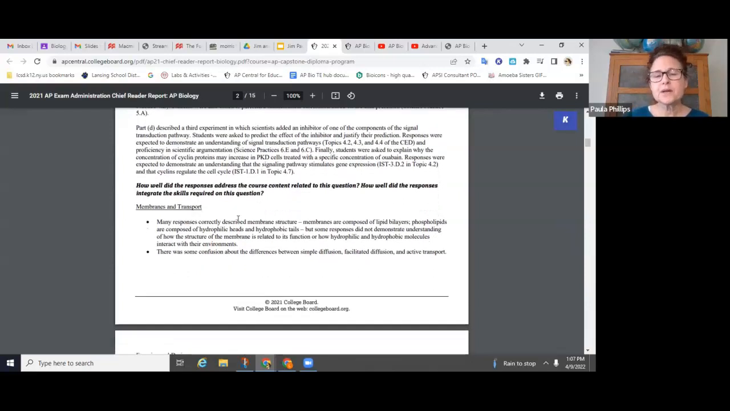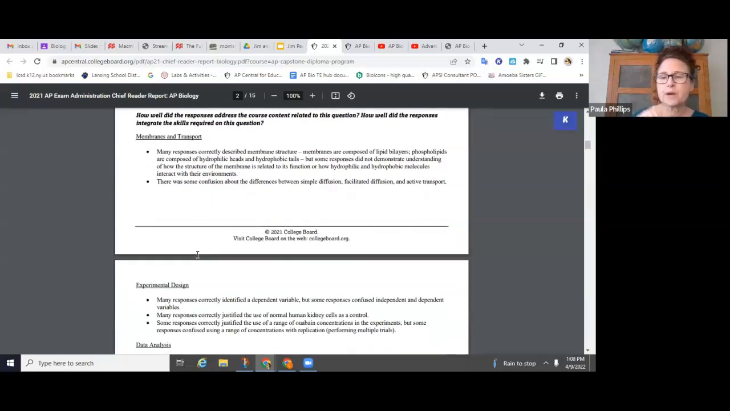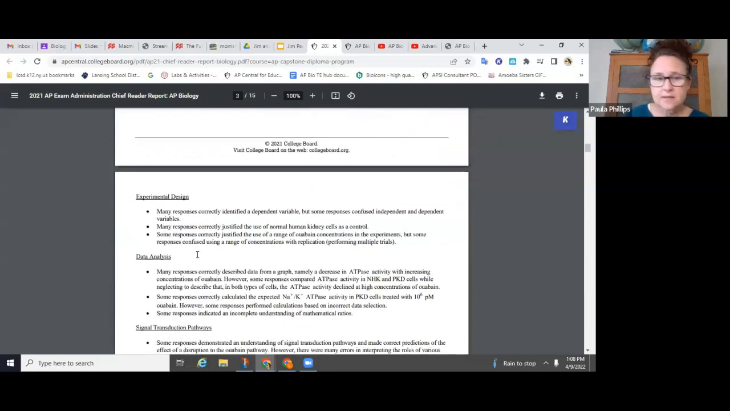How well did the responses address the course content related to the question, and how well did the responses integrate the skills? In this part, you can see it's divided into different sections. So membranes and transport, experimental design, etc. And the chief reader here is describing basically how well globally the students were able to address that.